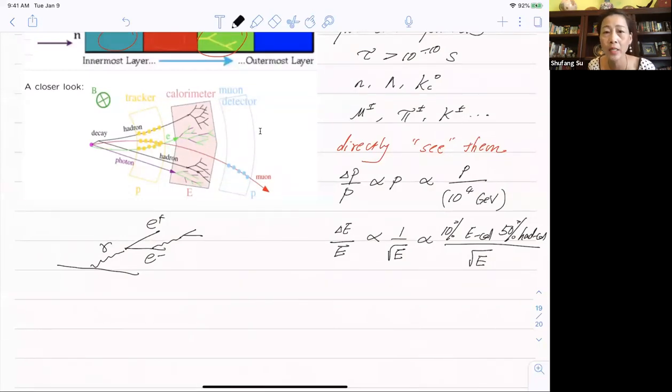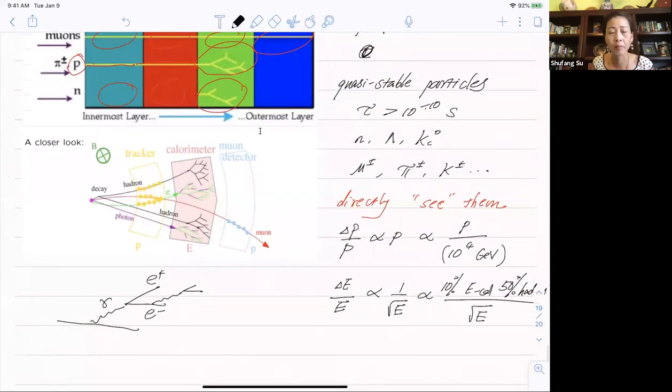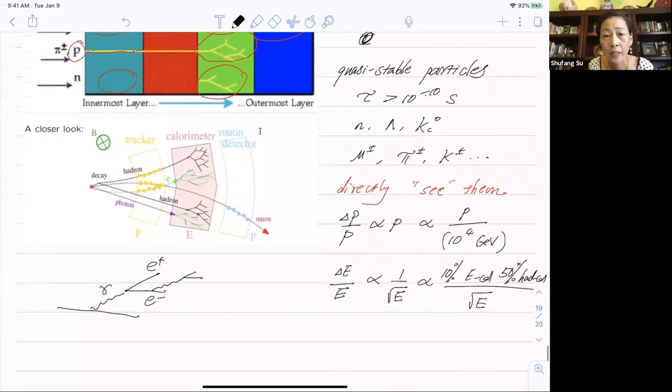Things like protons and pions are not able to introduce that kind of EM cascade. Therefore, the charged particles only deposit a little bit in the eCal, but mostly in the hadronic cal.